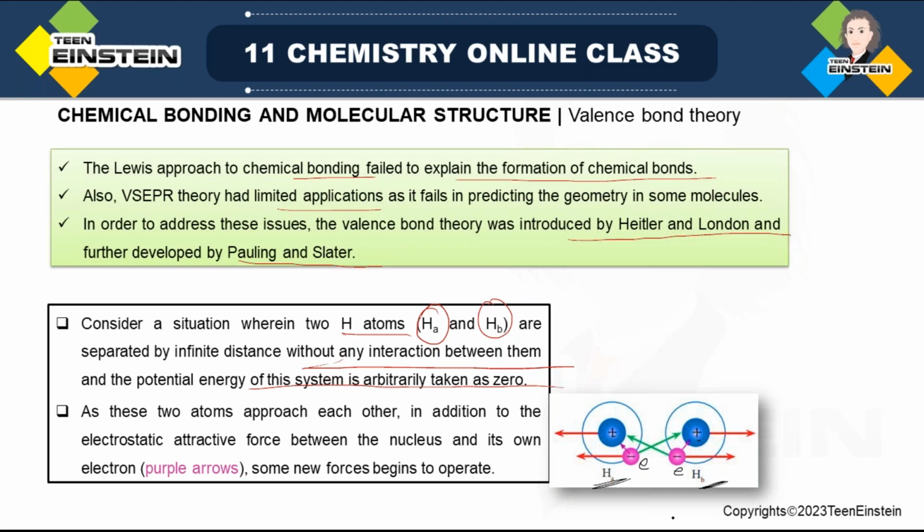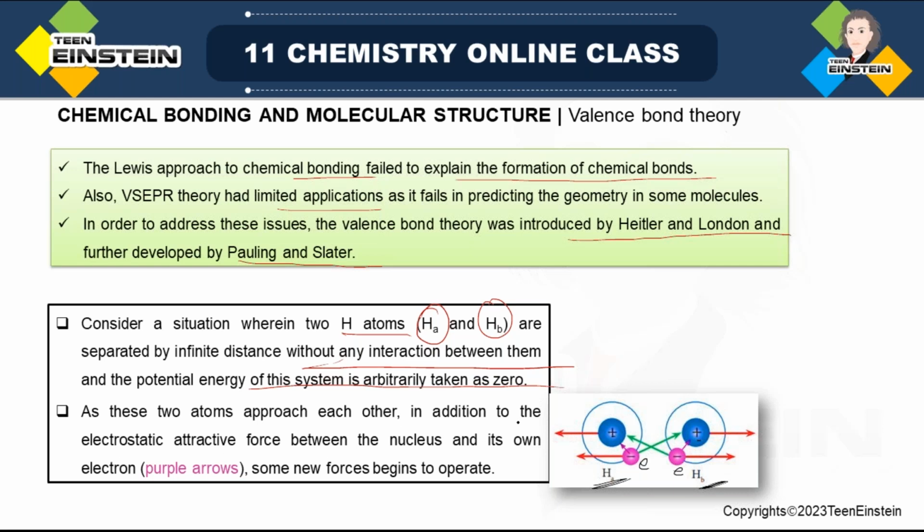I will tell you to focus on the purple arrow only, not the green and red. If you focus on the purple arrow, what type of interaction are you seeing here? These two atoms are approaching each other. Obviously, there will be interaction between them. We will come to that point later. First of all, just focus on the purple arrow.